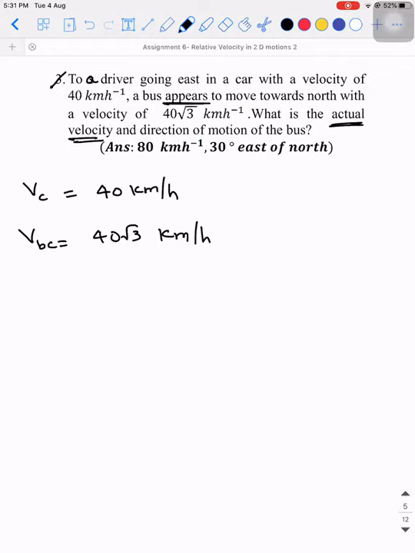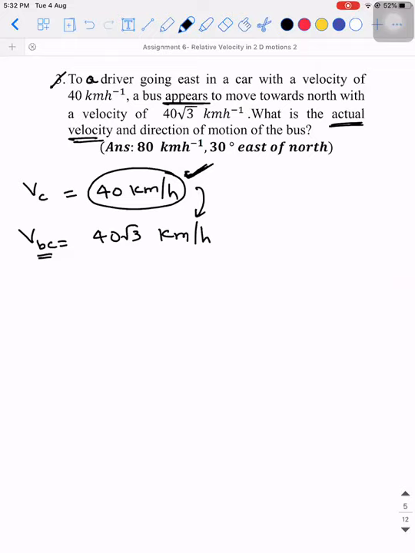Maybe if this person was stationary and he had reported the answer saying that for me it is appearing in north direction, it is right. But since he is also moving, his velocity will contribute to what he is actually seeing. Are you guys able to understand this point? So you need to be very careful. It is the velocity of bus with respect to car that is given as 40 root 3 km per hour. Are these 2 points clear?